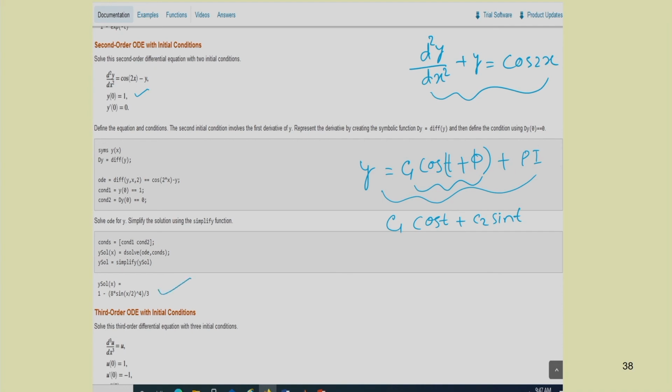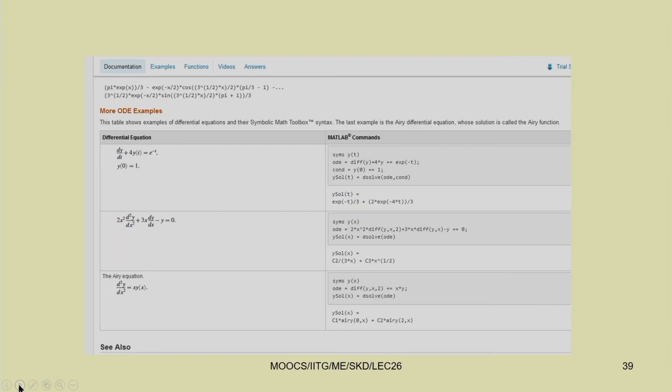So, 1 minus 8 sin x by 2 to the power 4 by 3. Similarly, for a third order equation you can find. Previously I told you regarding this Runge-Kutta method to solve this equation. Here some more examples are given in this MATLAB help. As you will get MATLAB in this course to use, you can conveniently use this MATLAB help file to write down your own equations and solve them.